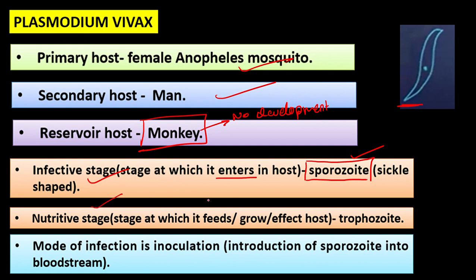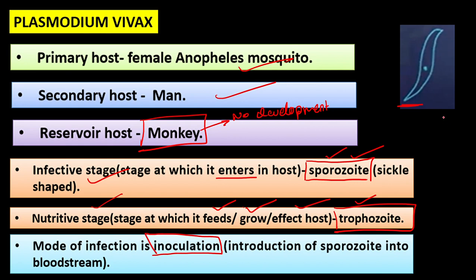Nutritive stage is nothing but the stage at which it is going to feed. If it feeds, it will grow. If it grows, it is going to affect the host. Which stage? Trophozoite stage. So infective stage is sporozoite and nutritive stage is trophozoite. Mode of infection is inoculation.